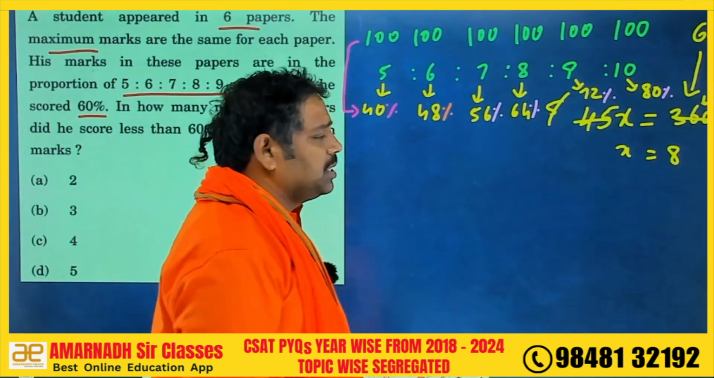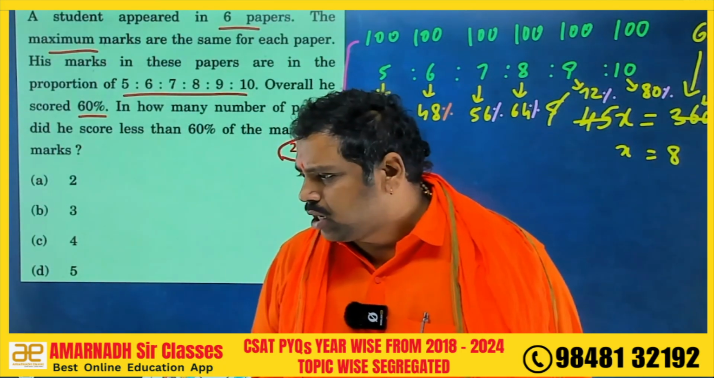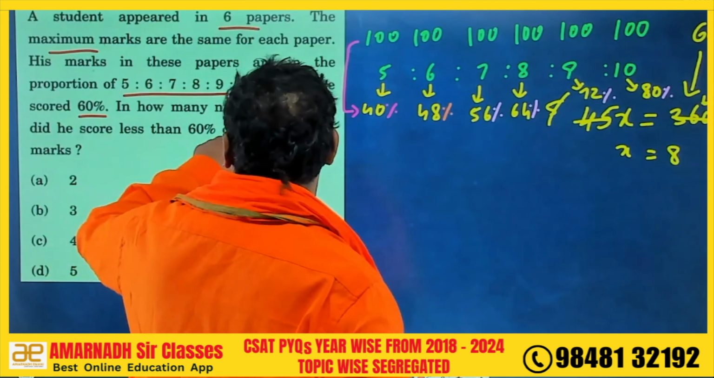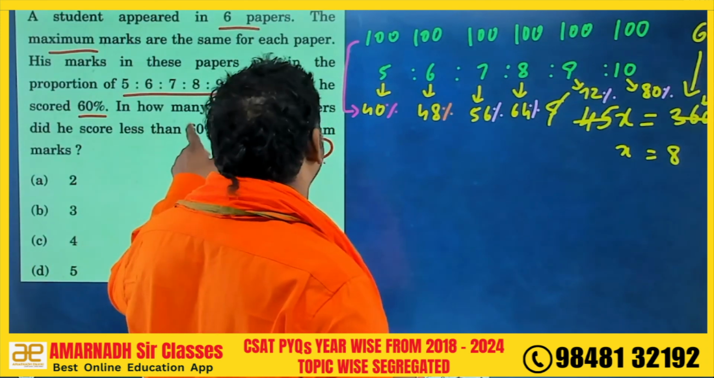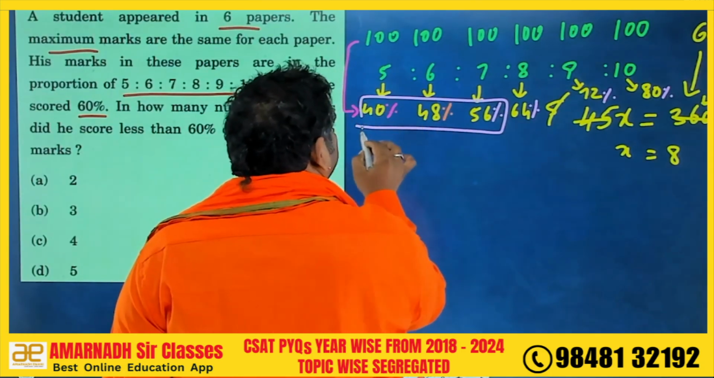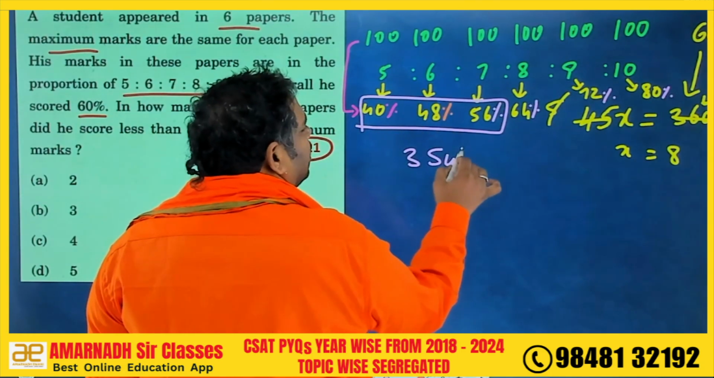Okay, now if you observe what he is asking here, it is clearly visible, right? Good. In how many subjects, number of papers, he scored less than 60%. So less than 60% means how many subjects here? 3 subjects. So the answer is 3 subjects.